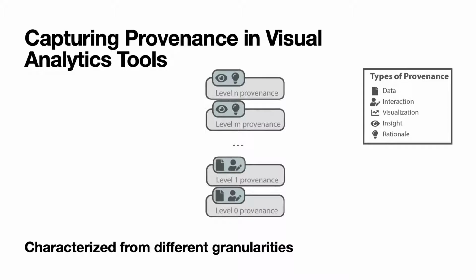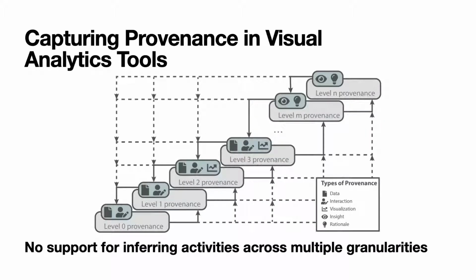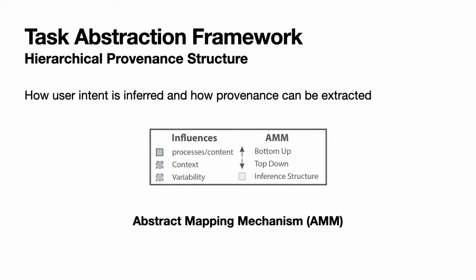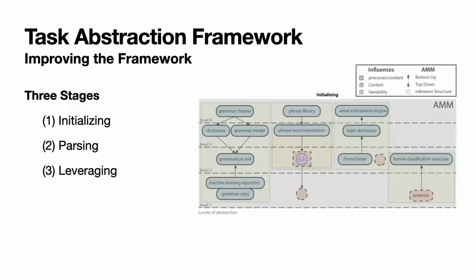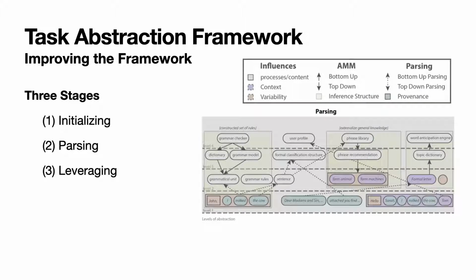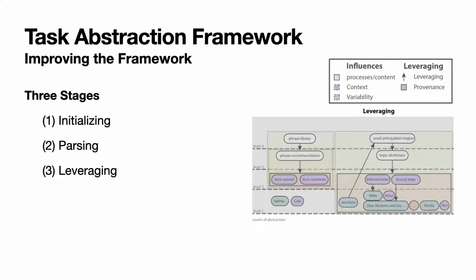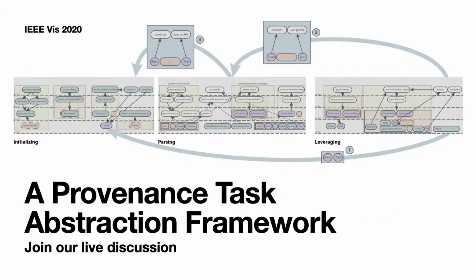In visual analytics tools, provenance is used to capture activities on different levels of granularity. However, current approaches do not support inferring tasks spanning across these levels. We propose a framework for inferring user tasks from provenance involving 3 stages: initializing, parsing, and leveraging. We will present a use case to show the roles of context, variability, and iterative refinement. Join us in further discussing our agenda and the challenges of implementing such a framework.